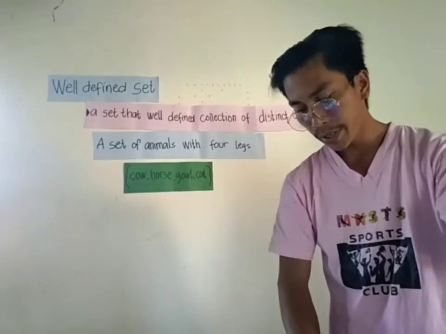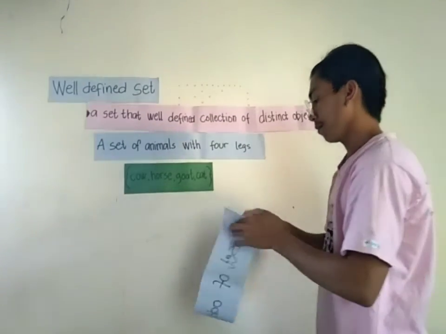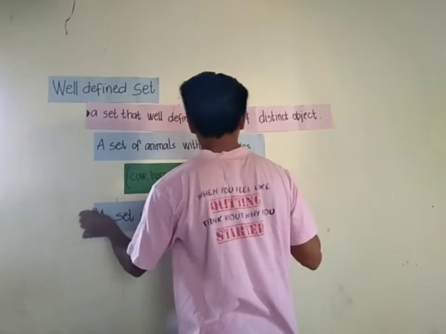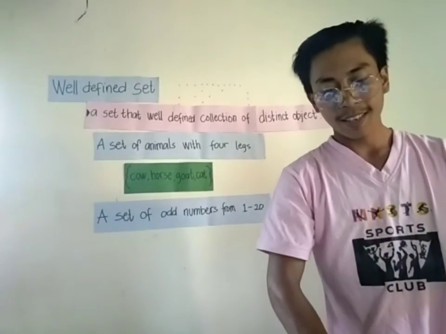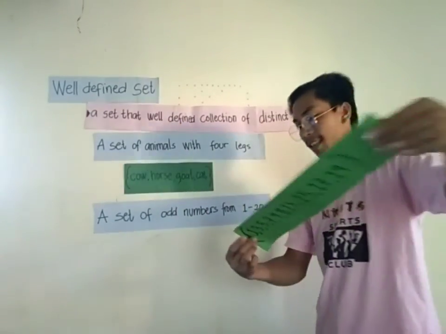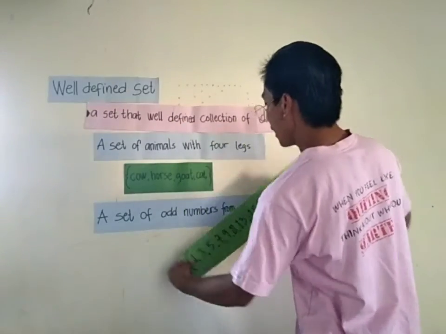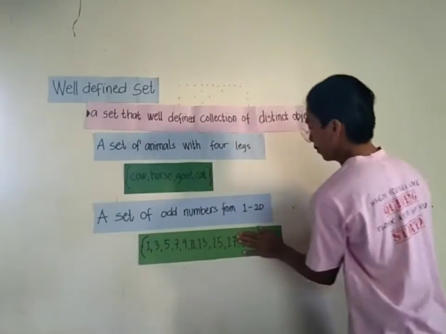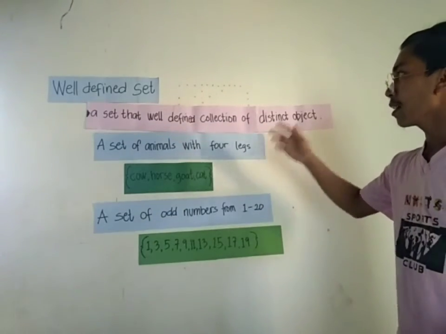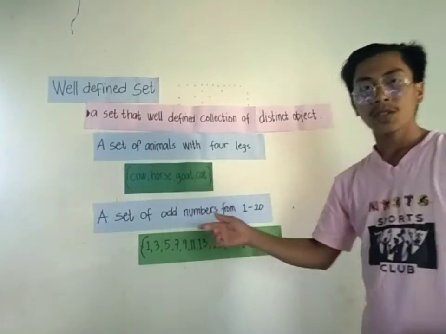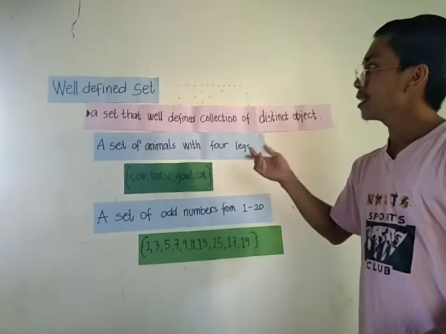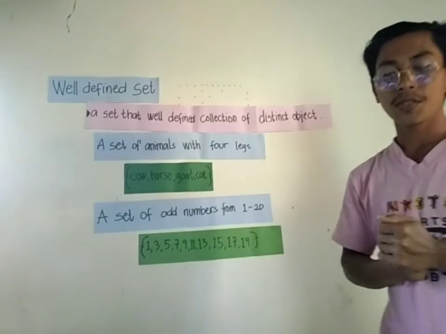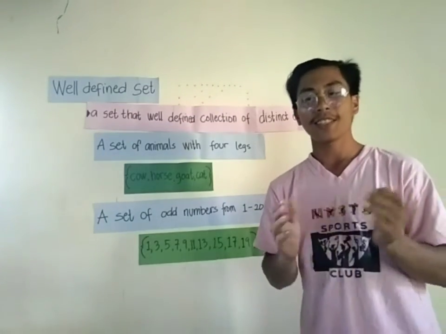A set of odd numbers from 1 to 20. So what are odd numbers? We have 1, 3, 5, 7, 9, 11, 13, 15, 17, and 19. So these sets are easy to determine the objects. Okay? So this is the well-defined set. So, questions? Okay, none so far.